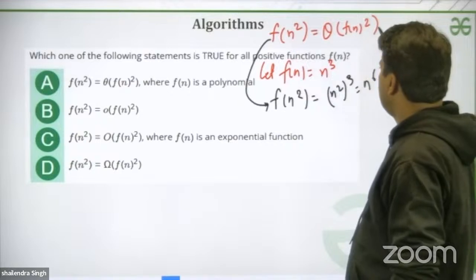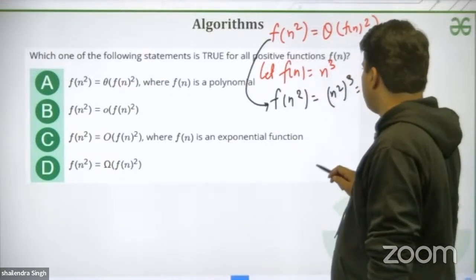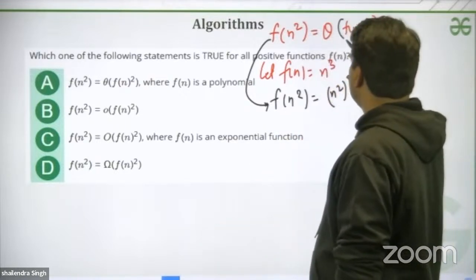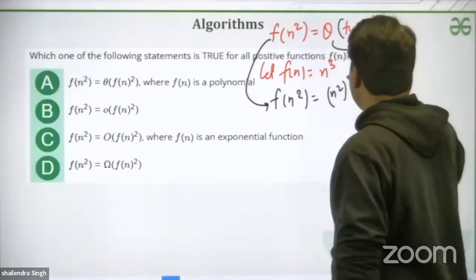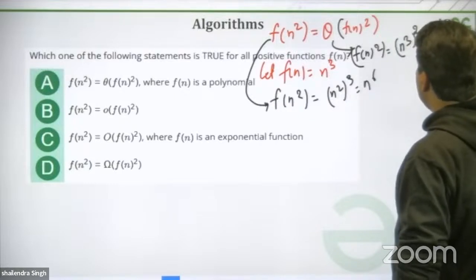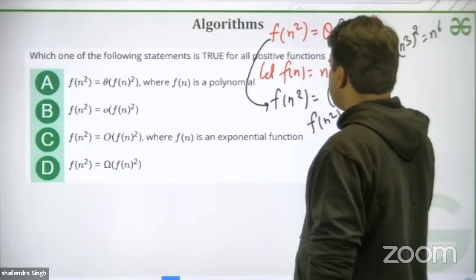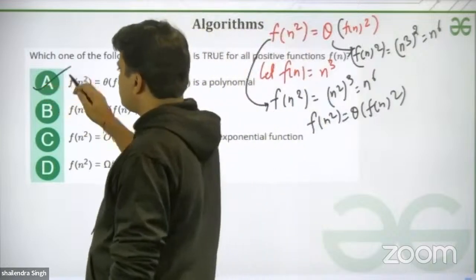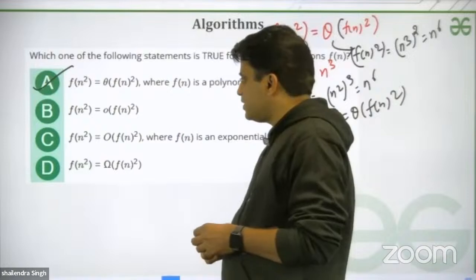Now check this: (f(n))² means the whole square of the given function, so it will be n to the power 6. Both are equal. So we can say that f(n²) is tightly bound by (f(n))². So this is absolutely true. If it were an MSQ, more than one could be true.